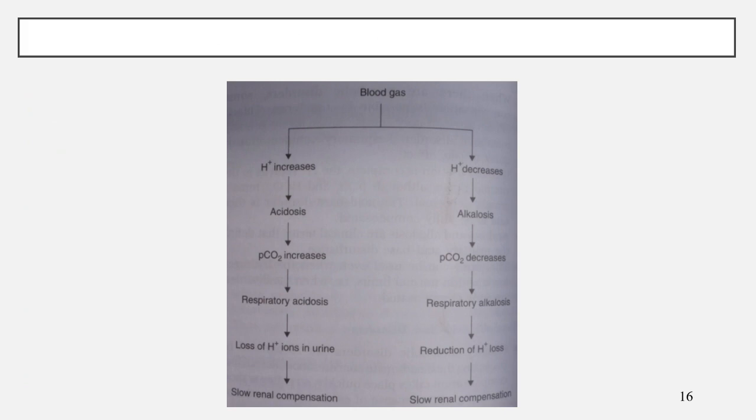You can see here, if H plus ions are increased, the blood pH decreases and partial carbon dioxide is increased. This leads to respiratory acidosis. Then if H plus ions are decreased, the blood pH increases and partial carbon dioxide is decreased. This leads to respiratory alkalosis.